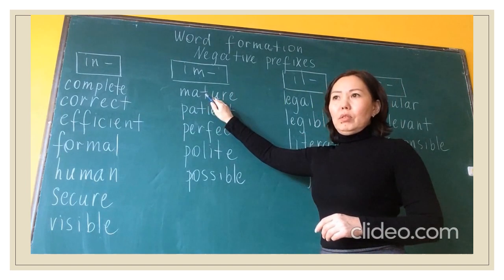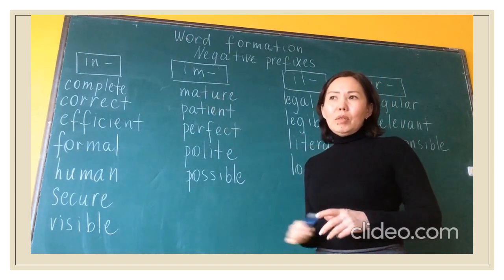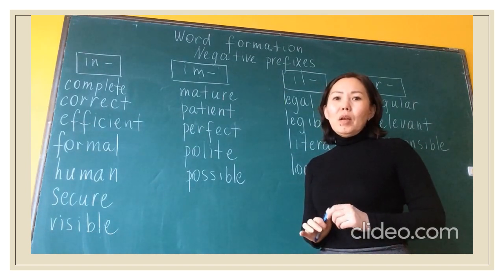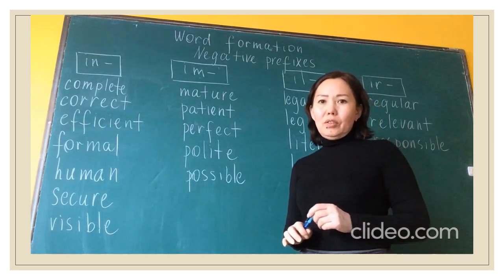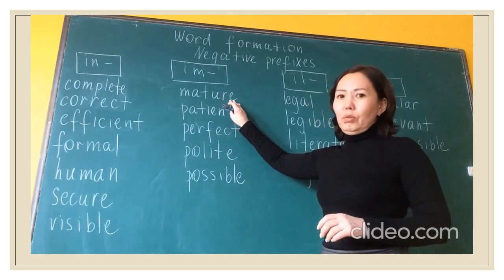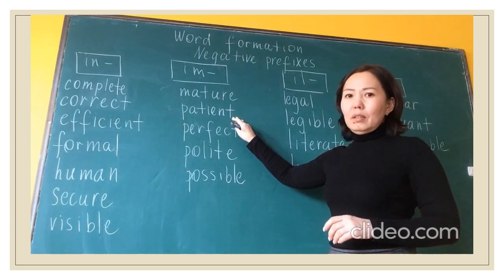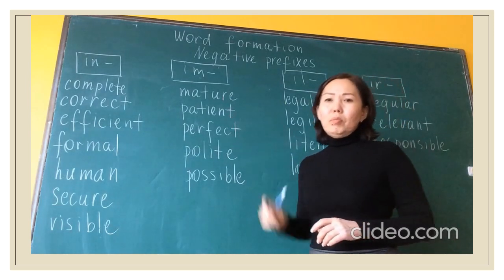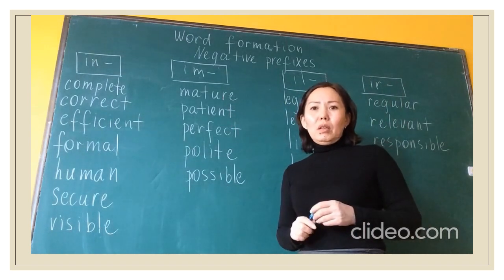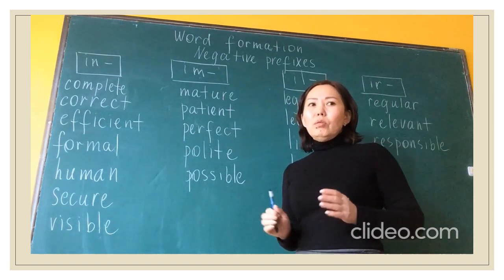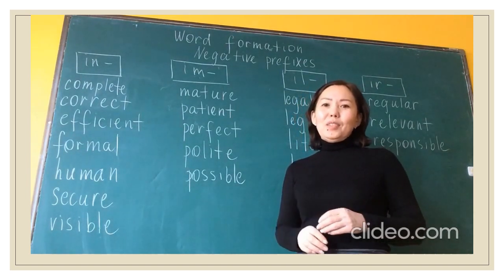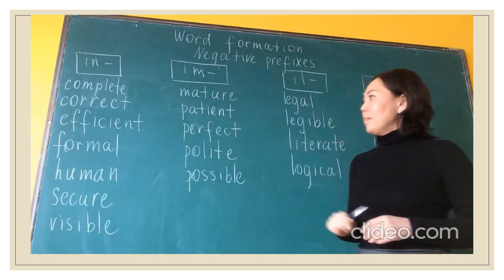Mature, immature. A person is immature when he behaves not like a grown-up, when he or she behaves like a child. That's why we say he or she is immature. Patient and impatient. Sometimes people get irritated, and that's why we say these people are impatient. All students don't like impatient teachers. So that's why we need to be patient.